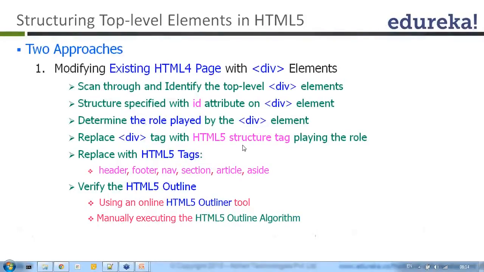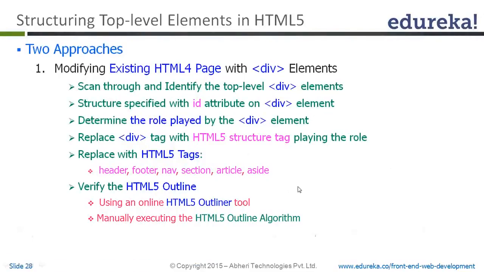Here I have given two approaches for how you can structure the top level elements in HTML5. By top level elements I mean what we just covered in the previous slide: the header, footer, sections, aside, articles. Here I have given the algorithm which I explained briefly before, on how to convert from HTML4 to HTML5. I'll just skip this.